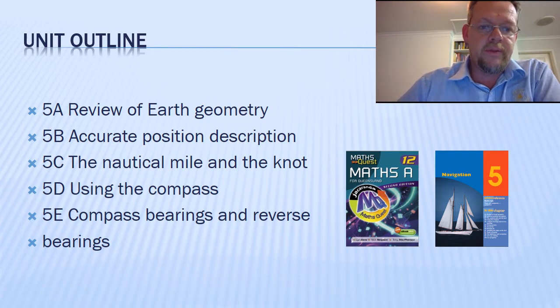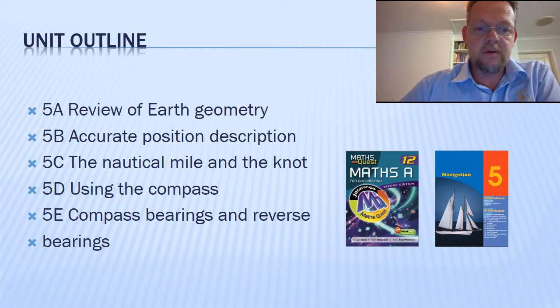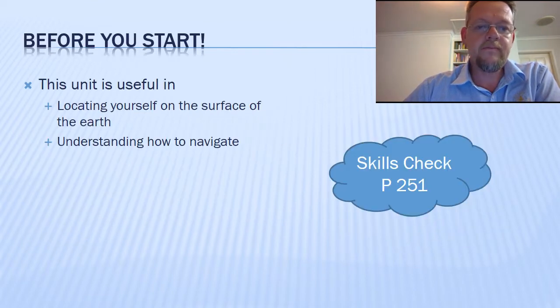So if we want to look at the group of lessons, we have 5 lessons for you in this series. Number 1 is that we're going to review Earth Geometry. Then we'll be looking at accurate position description, looking at the nautical mile and the knot, then using the compass, and then using compass bearings and reverse bearings.